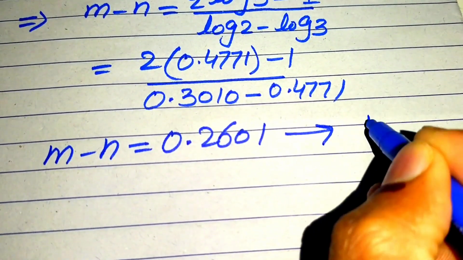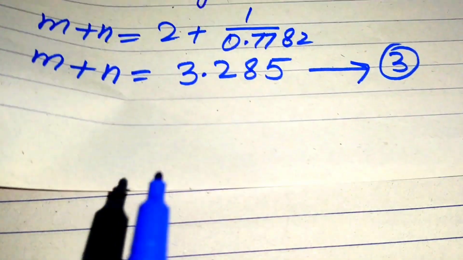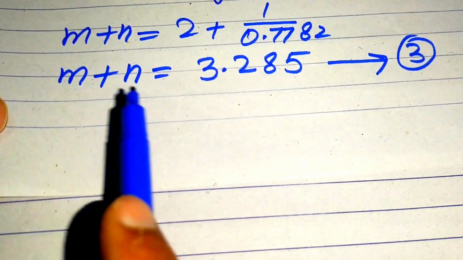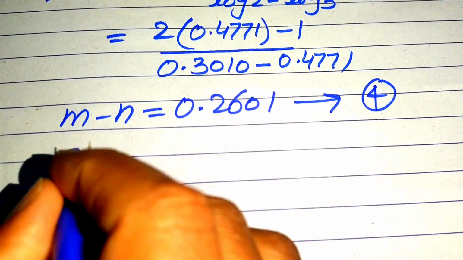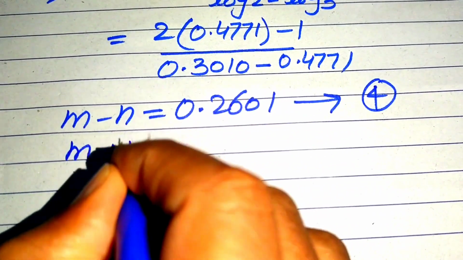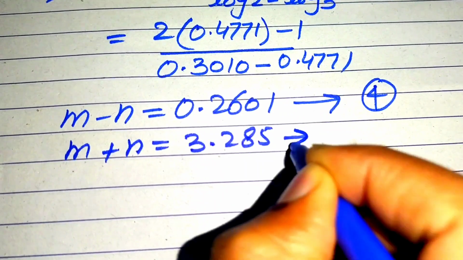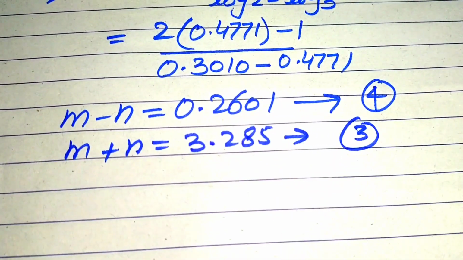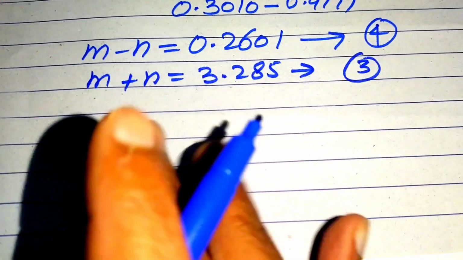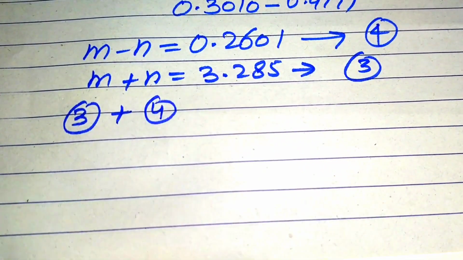So you easily get the value of m minus n equals 0.2601. We call this equation number 4. And you see here, this is our equation number 3, which is m plus n equals 3.285. So this is our previous equation number 3. And now we solve these two equations and we easily get the values of m and n. So now we first add equation number 3 and equation number 4.